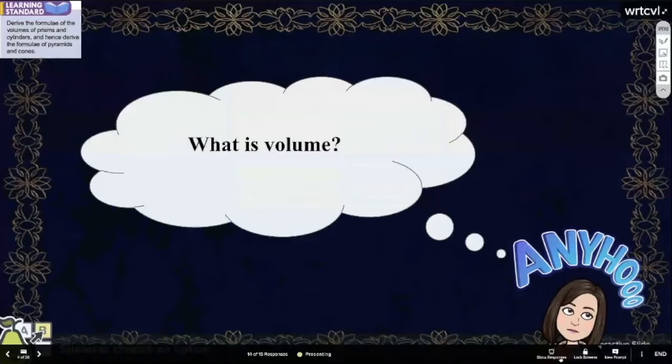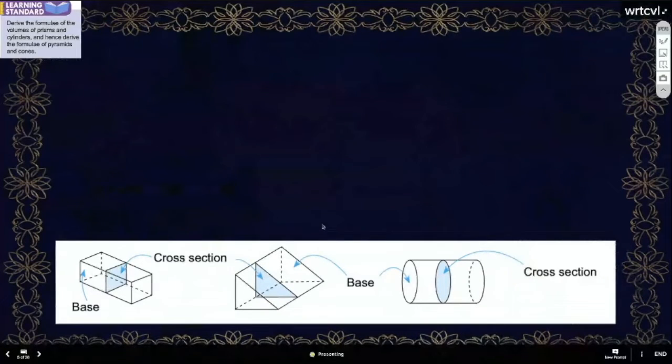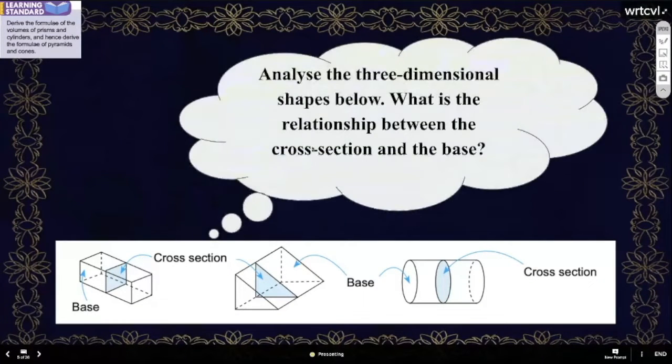So you understand what volume is, the definition. Now analyze the three-dimensional shapes below. There are three types of shape. The first one is what? Cuboid, right. The second one, what's the shape? The 3D shape in the second diagram. Prism. Yes, prism. How about the third one? Cylinder. Yes, cylinder.